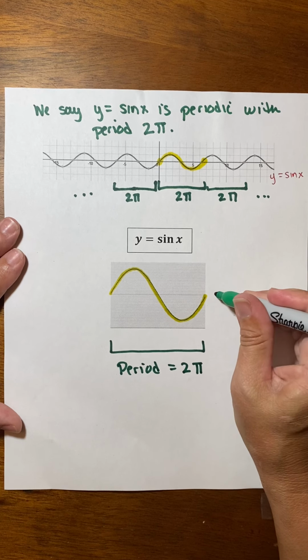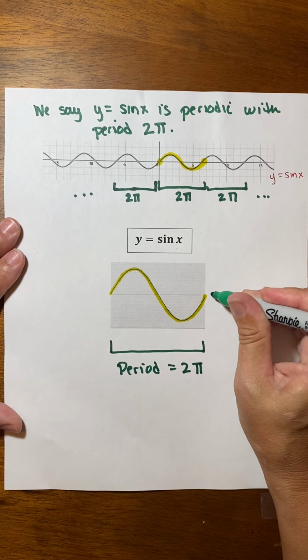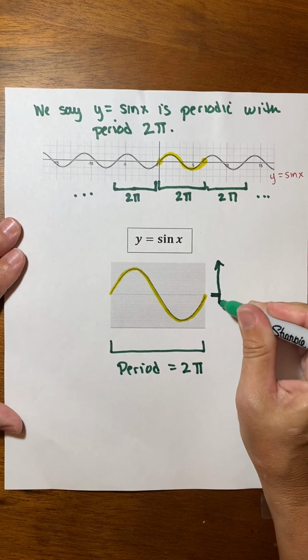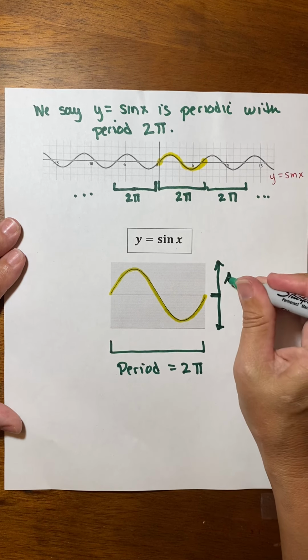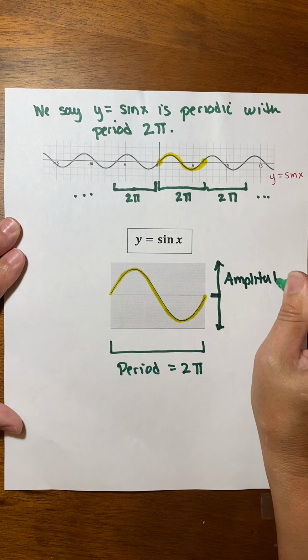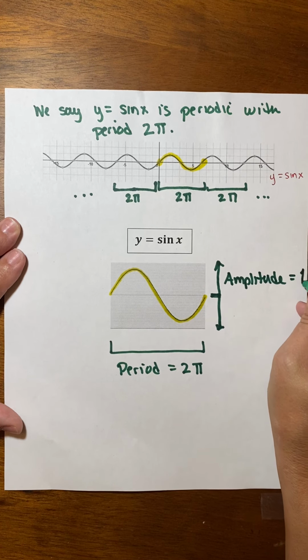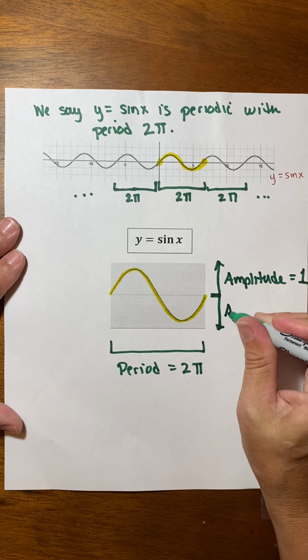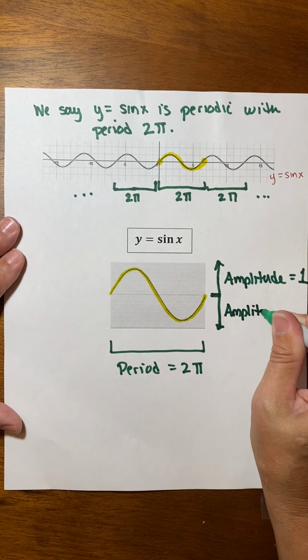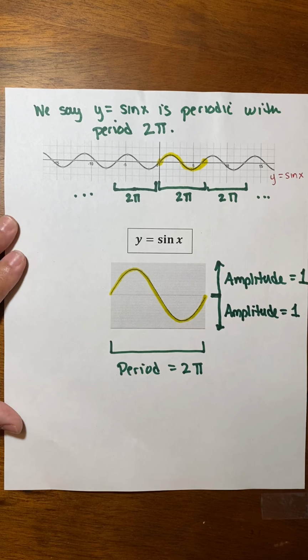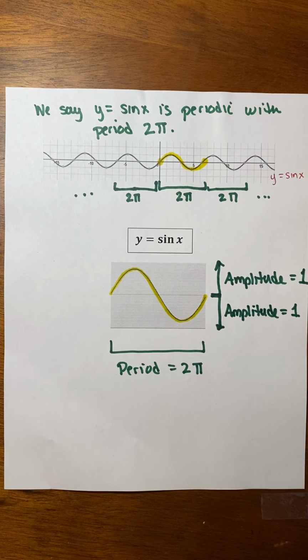And the amplitude is not the entire height, but it's from the center up and from the center down. So the amplitude of this is said to be 1, because we go up 1 and we go down 1 from the center. So we say that the sine wave is periodic with period 2 pi, and amplitude 1. It goes up 1 unit from the center and down 1 unit from the center. So that's our basic sine curve.